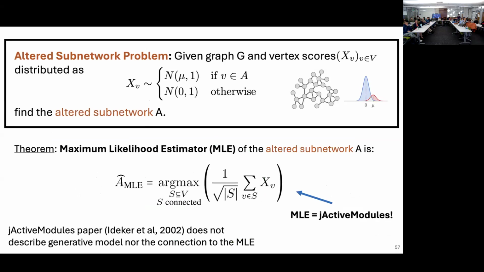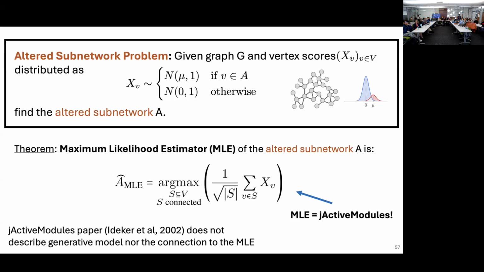When you have an estimation problem, here we're trying to estimate the parameter, the altered subnetwork distribution, one of the most natural things is to compute a maximum likelihood estimate. The first thing that we're able to show, which is kind of cool, is that this maximum likelihood estimator has the exact same form as this jActiveModules method. This is nice because this paper by Heidegger et al., and none of the subsequent follow-ups, describe this generative model or this connection to maximum likelihood estimation. So under the hood, they're doing something statistically reasonable, even if they don't know it.